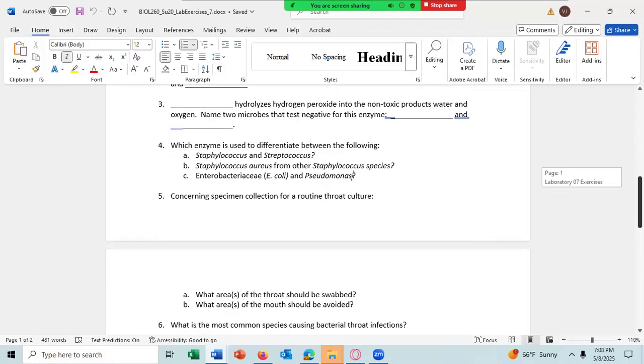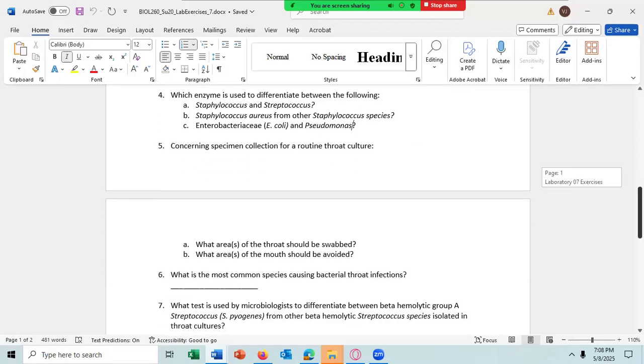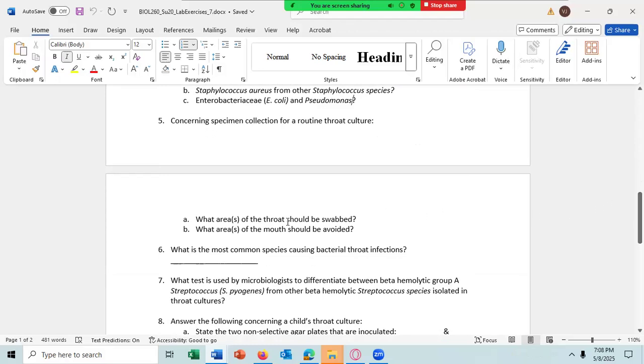5, concerning specimen collection for a routine throat culture, what areas of the throat should be swabbed? So there are 2 areas there. And then what areas of the mouth should be avoided? And list those there. 6, what is the most common species causing bacterial throat infections? Mention that there.